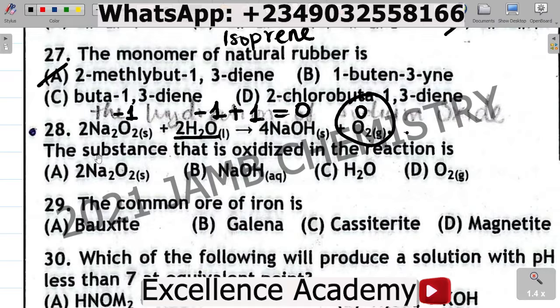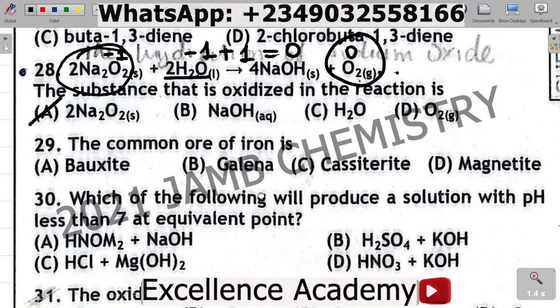But in this question here, we will not ask for the oxidizing agent. We are asked the substance that is being oxidized. And the answer would be sodium peroxide, because you're adding water to sodium peroxide. So sodium peroxide becomes the substance or the compound that is being oxidized. So the answer here is A. The 2 moles of sodium peroxide is the correct answer.